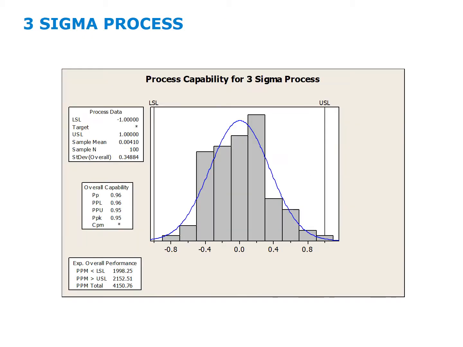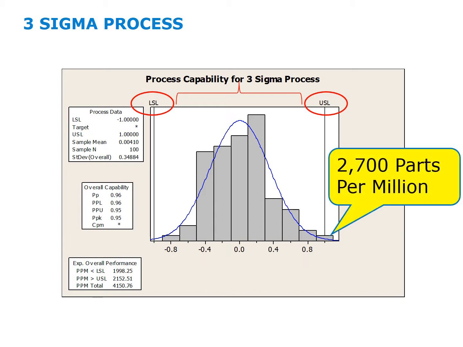Here is an illustration of a 3 sigma process. The standard deviation of this process is too large. In this case, the process variation is as wide as what the customer is willing to accept. This means that a large number of defects are projected, 2,700 to be exact. This means that for every 1 million instances, 2,700 of them will be unacceptable.